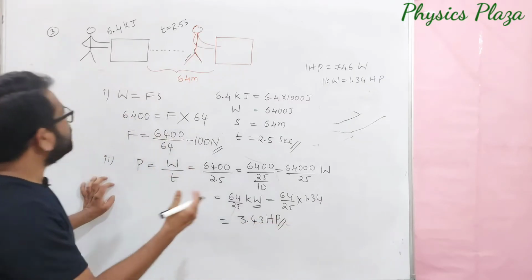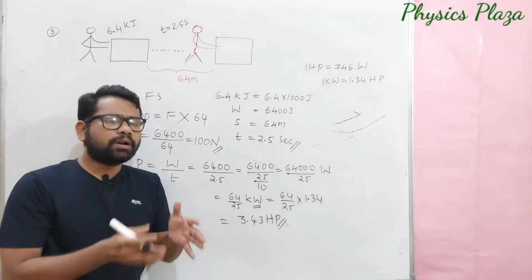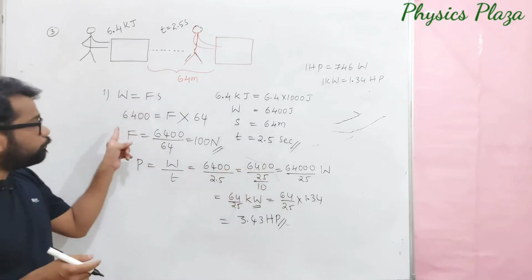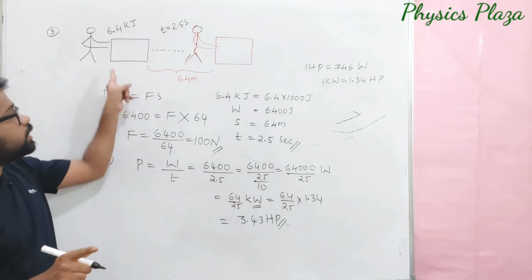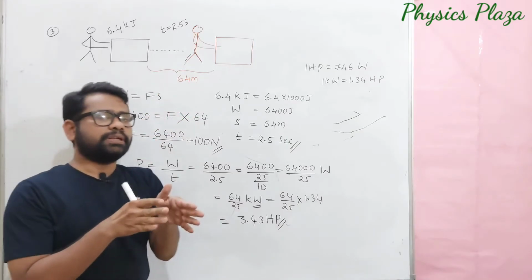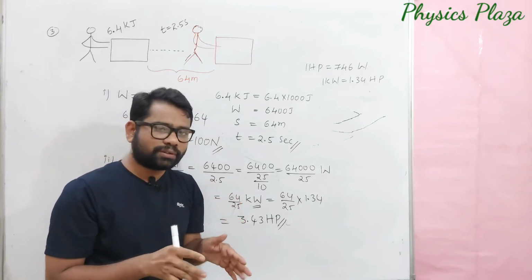So children, this is how we can calculate the work done by time, that is the power, and we can also calculate the force exerted by the person in order to move the body by 64 meters displacement in the direction of upward force. Okay children?